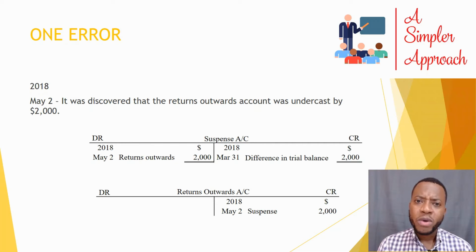What is a returns outwards account? It is the account that is used when stock is returned to our suppliers. Cool? So you would therefore say that the returns outwards account increases when stock is going back to our suppliers. And when it increases, a credit entry is made because when an asset decreases, you credit. So if that's how it works, to put $2,000 in it, you have to credit it.